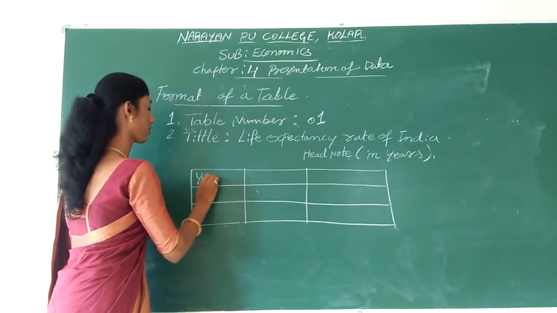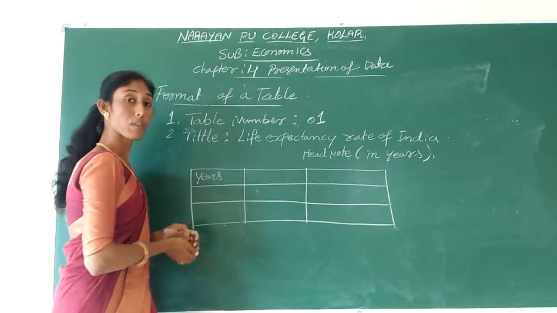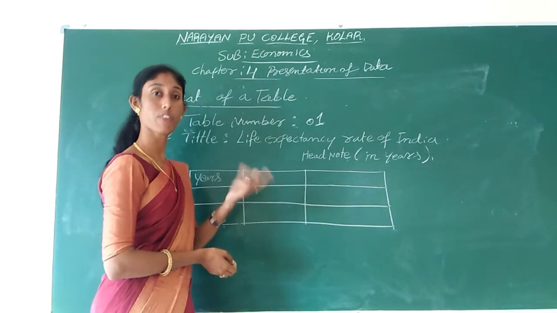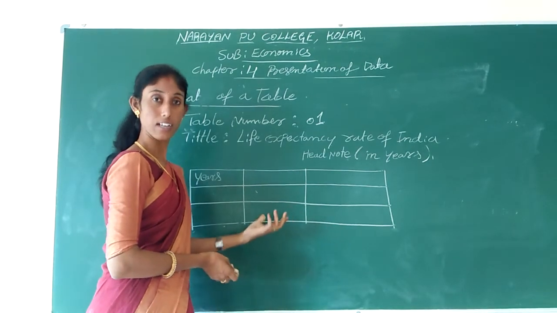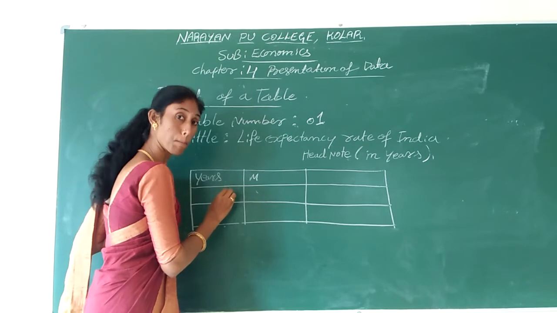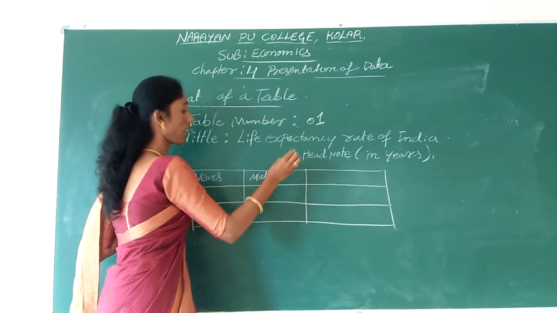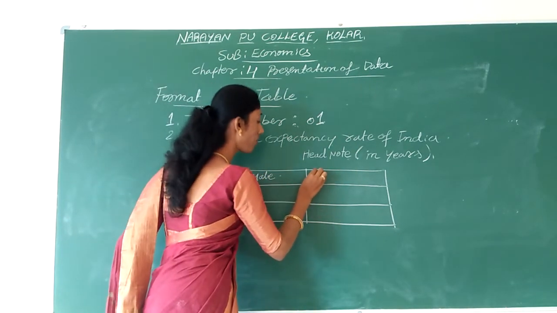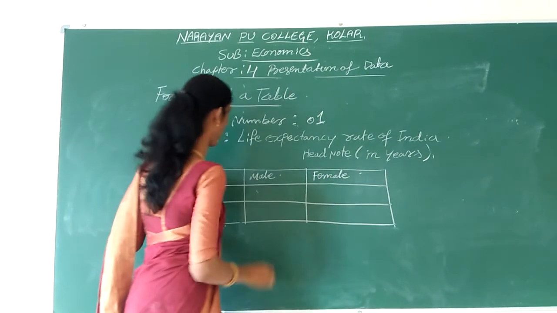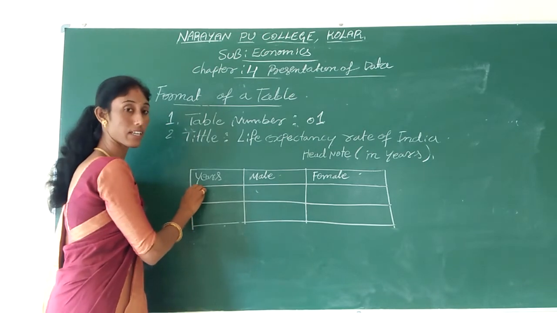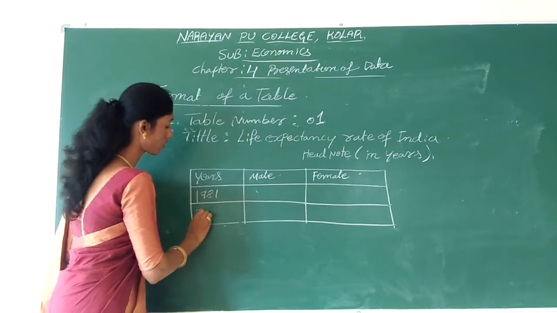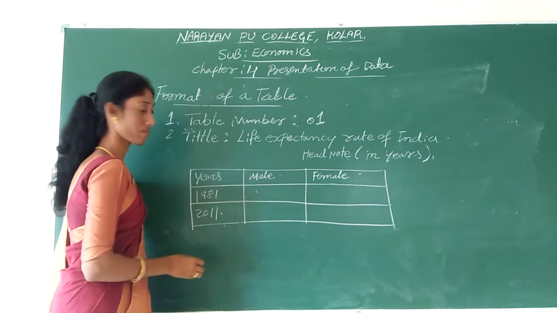Years, and here the life expectancy is different for male and female. Both we are representing in the data. Here first we are taking life expectancy of a male and next life expectancy rate of female. And the years we are taking are 1981 and 2011.